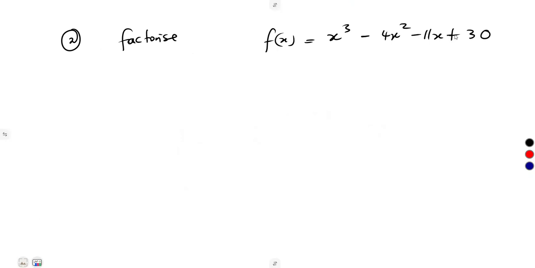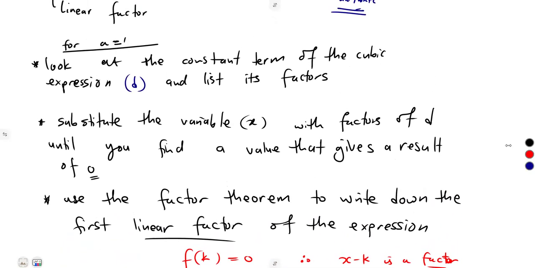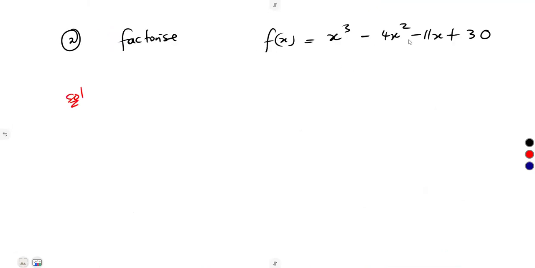Plus 30. All right, we need to factorize this. So just like before, the first thing is to apply our factor theorem. So we said to apply that factor theorem, since the value of a is equal to 1 on our cubic expression, the coefficient of x cubed is 1, you have to consider what?